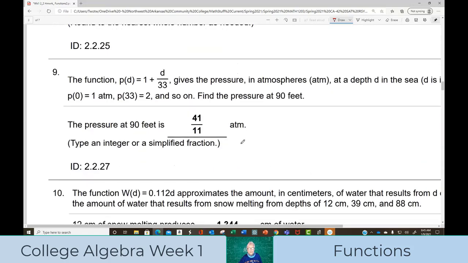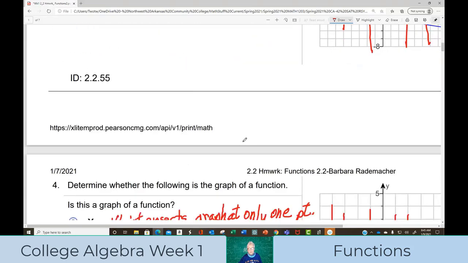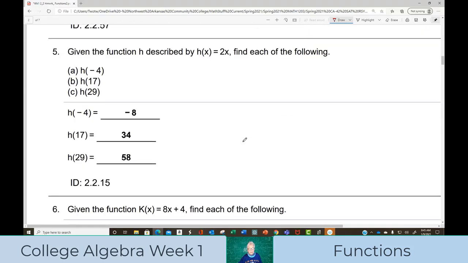Okay, the rest of this is little math stuff that we're going to actually do with functions. Which is why it's kind of important to have a function. We're going to evaluate functions. This is called evaluating. It's something we do with functions a lot. Functions are formulas.